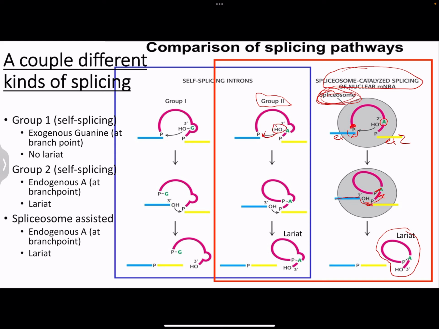This attacks there. We get a leaving group. The thing that just left is now attacking exon 2. It's connecting to exon 2, but it's causing this to leave in the process. And again, we get a cyclical lariat.